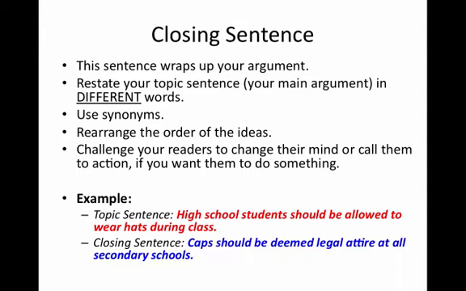So this is an example. Reminder, our topic sentence was, high school students should be allowed to wear hats during class. And then we're going to totally reword that as much as possible and change the order of ideas for the closing sentence, but we're still making the same point. Caps should be deemed legal attire at all secondary schools.